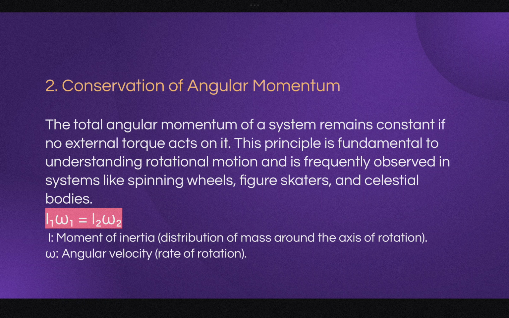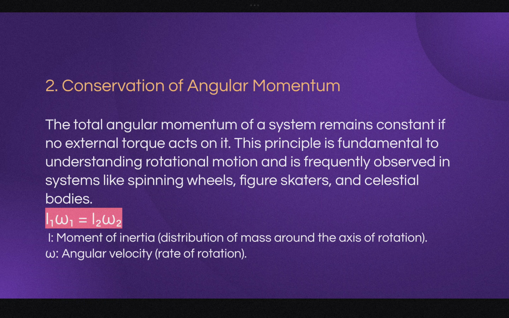Next is conservation of angular momentum. This applies to rotational momentum. It states that the total angular momentum of a system remains constant if no external torque acts on it. This principle is fundamental to understanding rotational motion and is frequently observed in systems like spinning wheels, figure skaters, and celestial bodies.